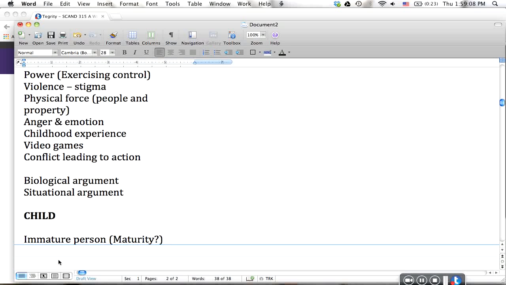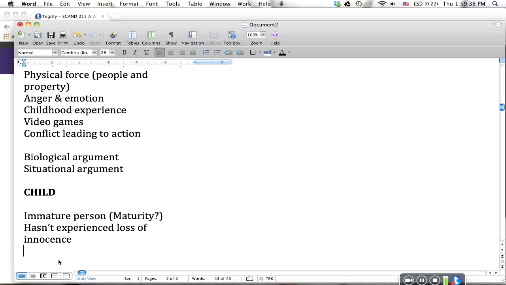Caitlin? Kendall. I was just thinking, a person who most of the time hasn't experienced a loss of innocence. Okay, so hasn't experienced loss of innocence. So maturation is losing your innocence in a sense. Well, that can mean a lot of different things. All right, we'll keep working on it. Kaya said under the age of 12. Okay. Under the age of 12.